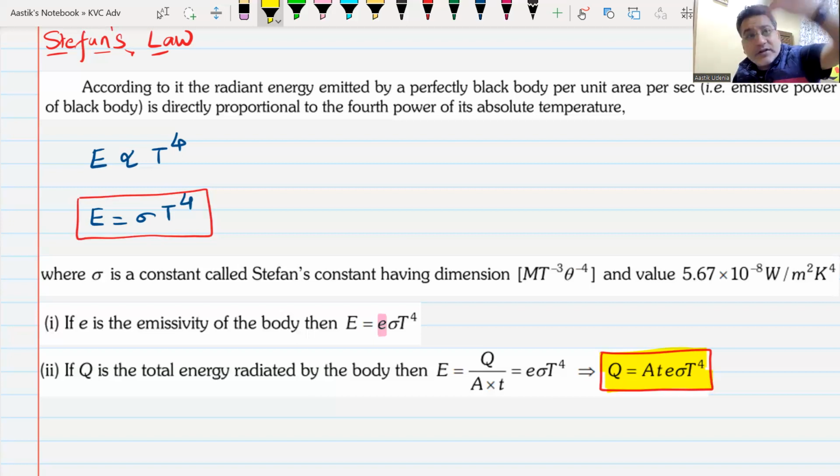This is the emissive power. It is emitting energy. But at the same time when it is emitting energy, it is also doing some more thing. What? This body looks like a black, but it's not a black body. It is emitting energy. At the same time, it is also doing what?